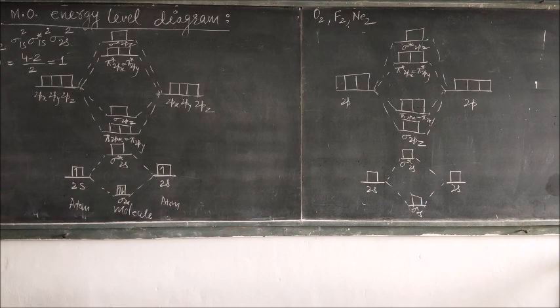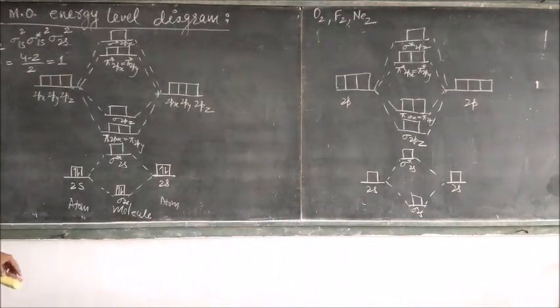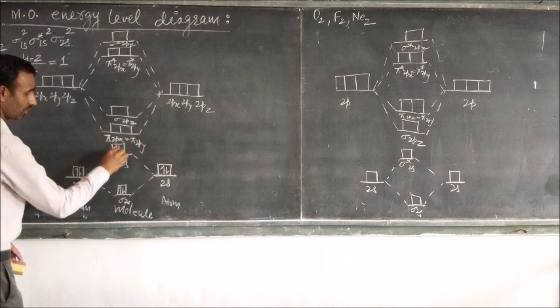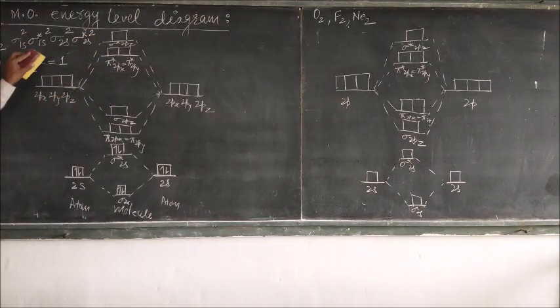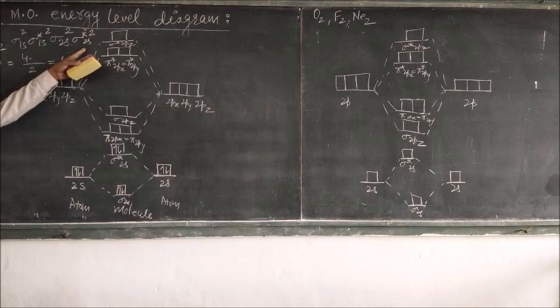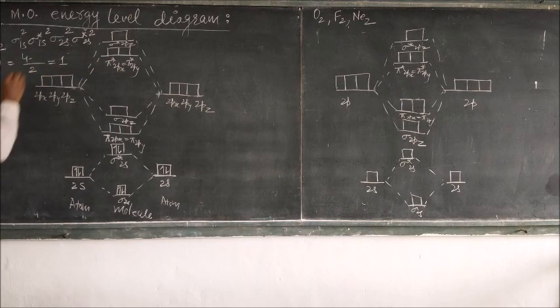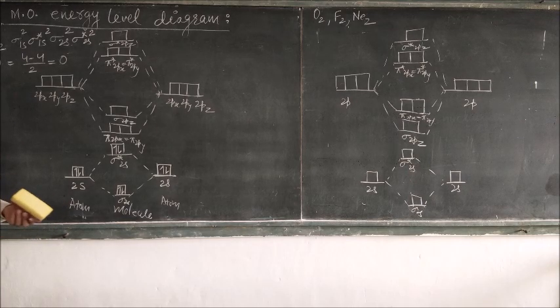What about beryllium? 1s2, 2s2. So that means it becomes sigma 1s2, sigma star 1s2, sigma 2s2, sigma star 2s2. So it becomes 4 minus 4, that is 0. That means there is no bond between beryllium atoms. So beryllium 2 does not exist.